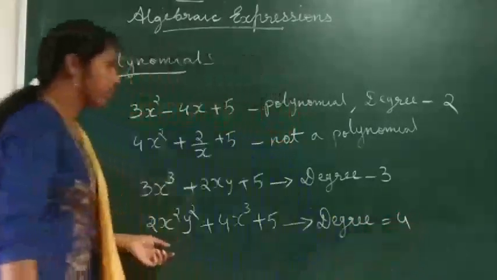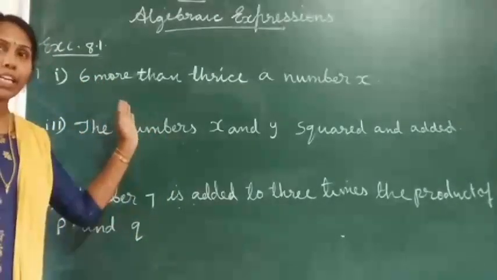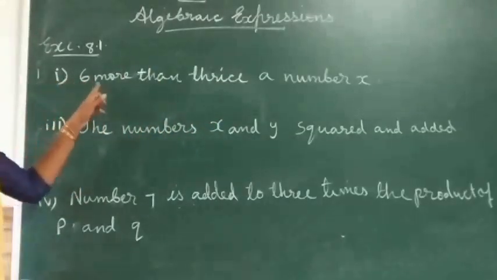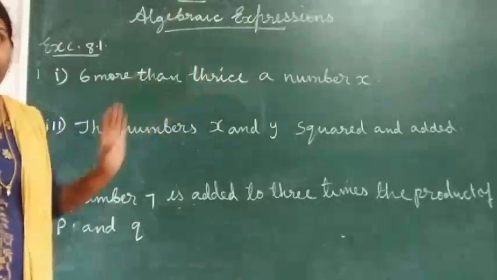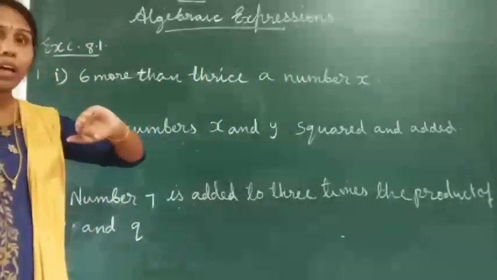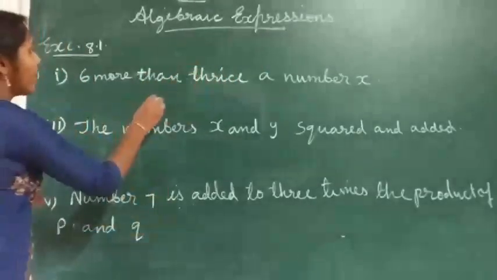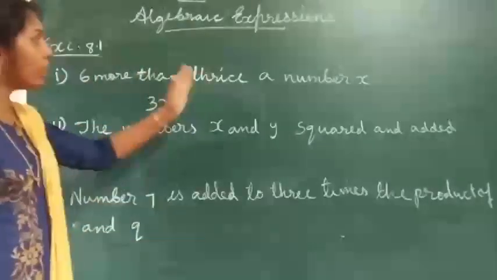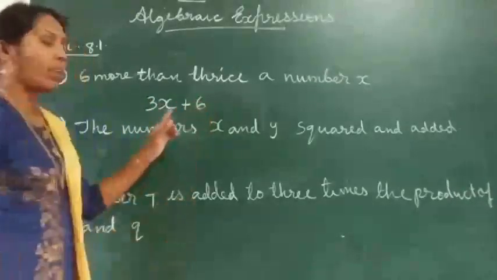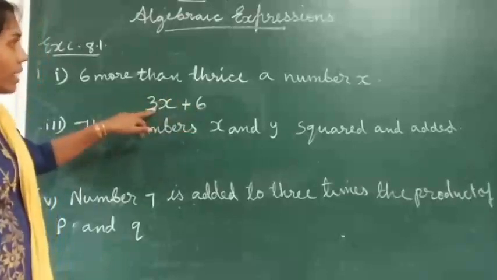Now, exercise 8.1. The first question is to form algebraic expressions from the given statements. In the first question, 6 more than thrice a number x. Here the variable's name is given, that is x. We have to frame the algebraic expression here. Thrice a number x means 3x, and 6 more than thrice the number, so 3x plus 6 is the required algebraic expression.